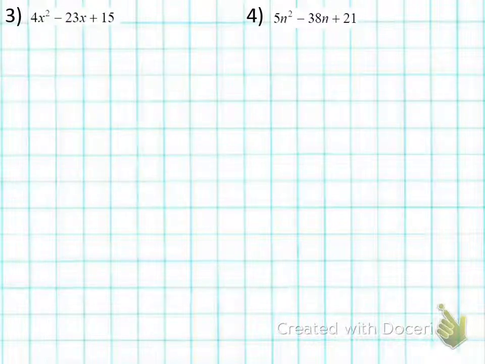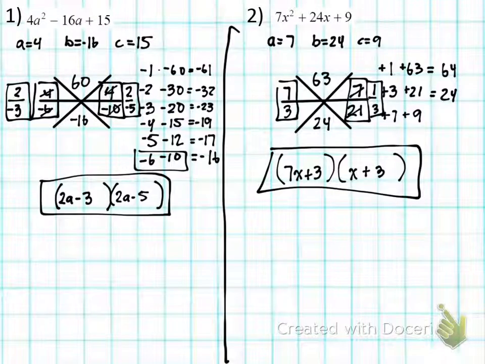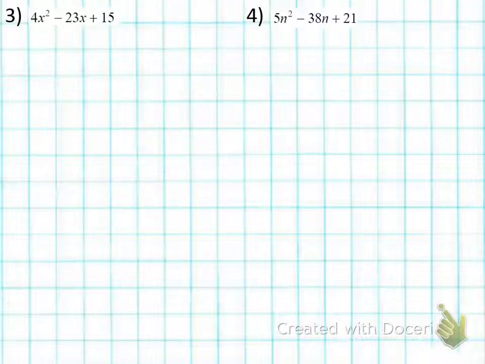Continuing on here, number 3. Okay, number 3. Looks similar to number 1, right? Look at number 1 and number 3. What's different? The middle number, right? So we're going to have the same answer or no? No. So you have to be careful. Even though we might have similar processes, we're not going to get the similar answer.